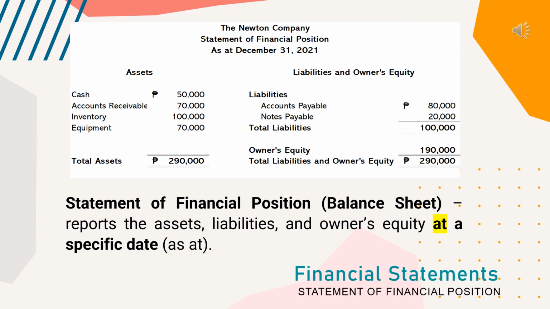The balances shown in the statement of financial position is as at December 31, 2021. This means that the statement of financial position shows the balances of the accounts since the business started. Take note, since the business started, and its financial position until the reporting date indicated therein in the statement.